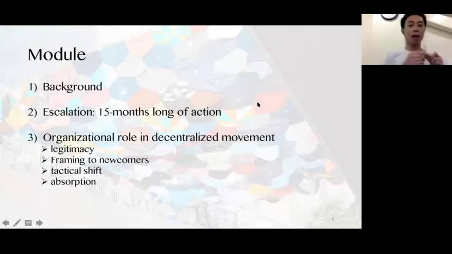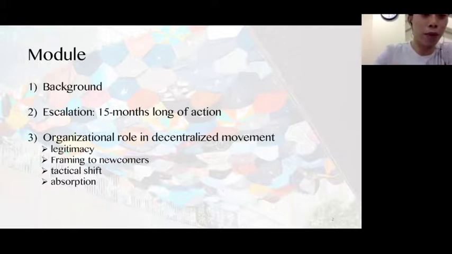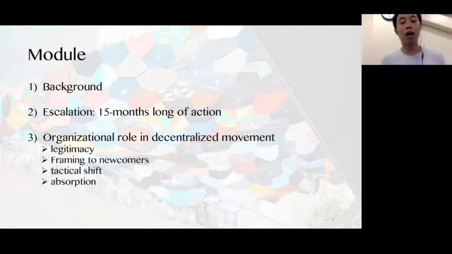So let's give an outline of today's module first. First of all, I will talk about some of the background information, like the Hong Kong-China relationship, and also the goal of the Umbrella Movement, why there were so many people on the street protesting for 79 days. And then I will talk more about the escalations part.